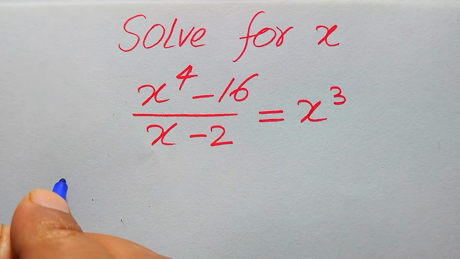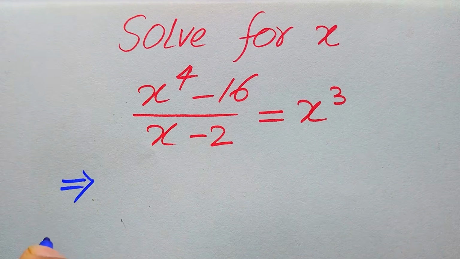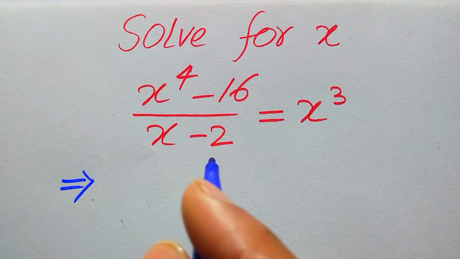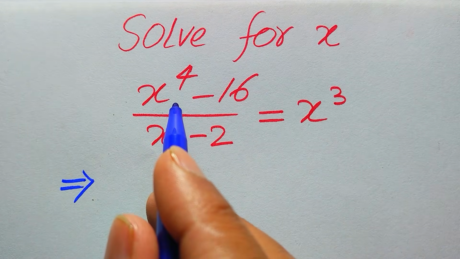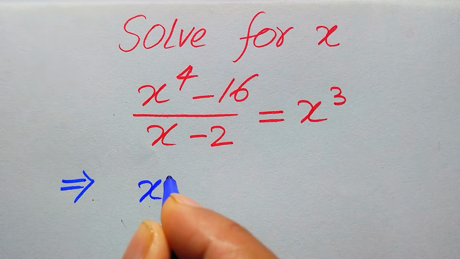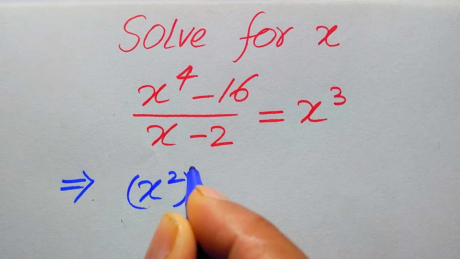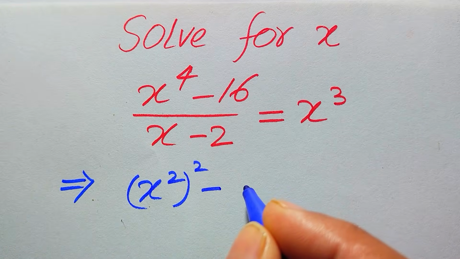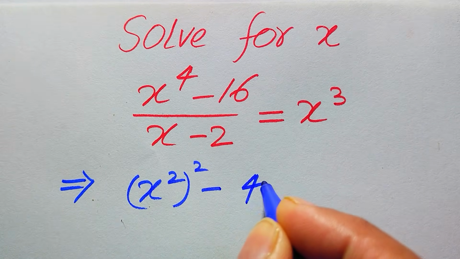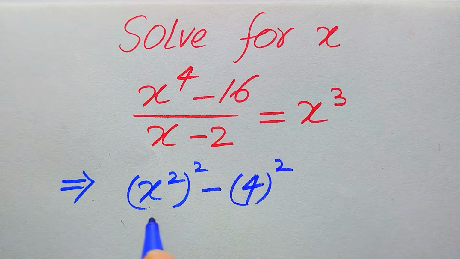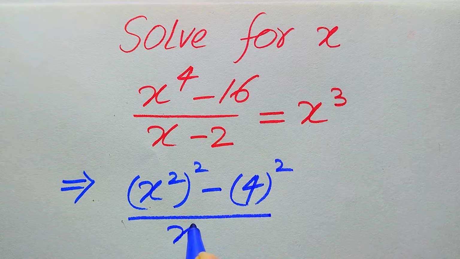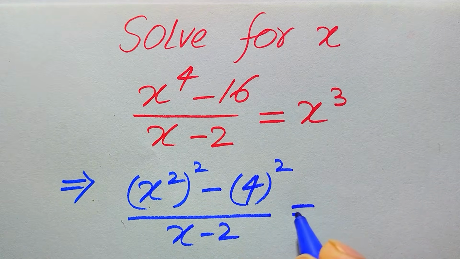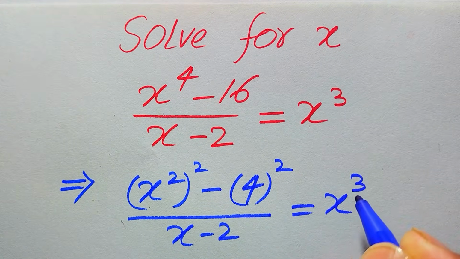So we move towards the solution of this problem, and the very first thing we are going to do is rewrite this equation as you see here. This is x to the power of 4. We write it as (x square) whole square, minus this is 16, and we write it as 4 square, and it is divided by x minus 2 is equal to x cubed.